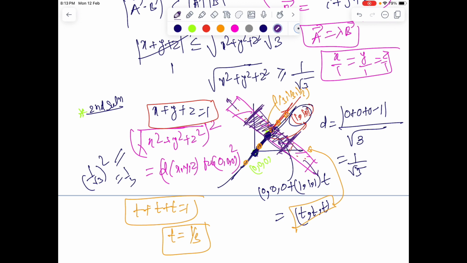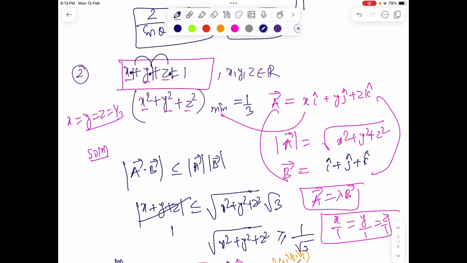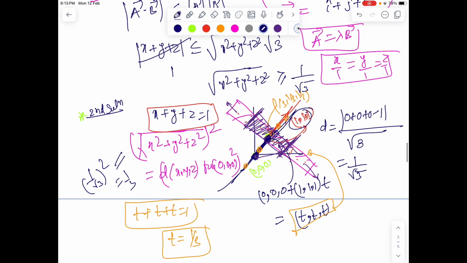Now this question can be more interesting if there are some restrictions on x and y, right? Because when x and y are restricted, z will be restricted. So under that restriction, the maximum distance will come at the corner. That can still be a good way of preparing the question.